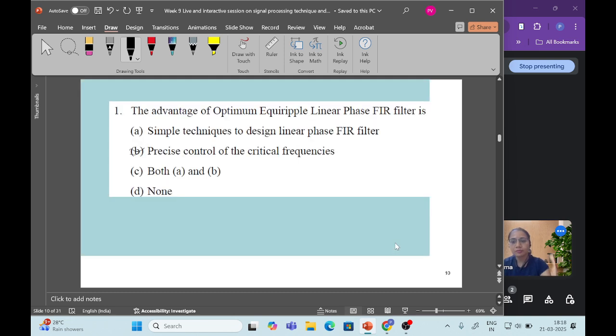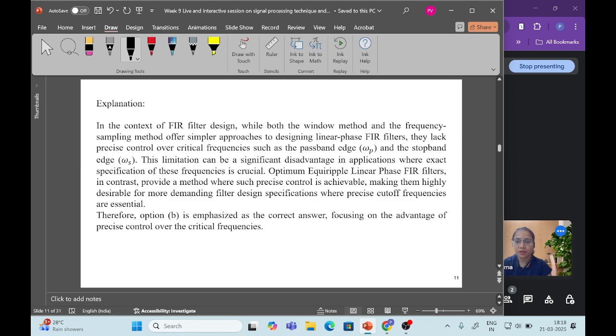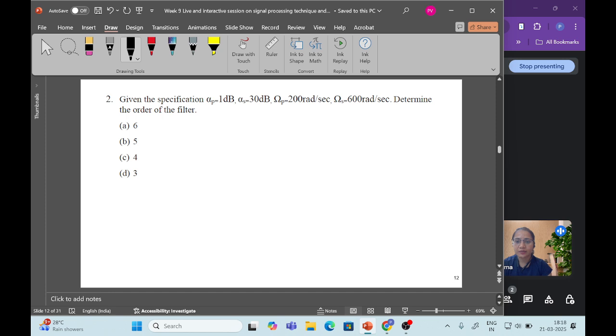Okay, I hope you are getting it. So moving to the next question. Now the next question is: given the specification that αp is 1 dB, αs is 30 dB, Ωp is 200 radians per second and Ωs is 600 radians per second, determine the order of the filter.